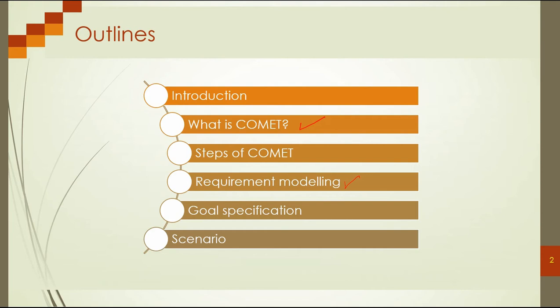In requirement modeling, we have many sub-steps. The first one is goal specification, then scenario specification, and use case modeling. So this is the first phase, requirement modeling. We will see these two, and next week we will see how we can use use case modeling as a part of requirement modeling.